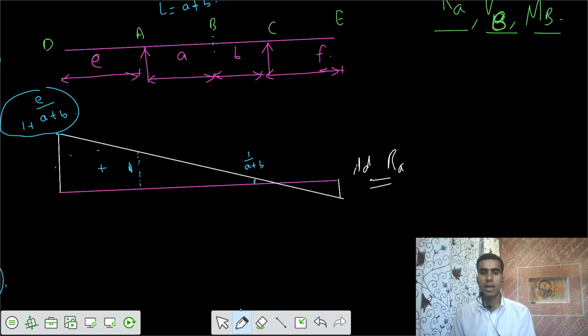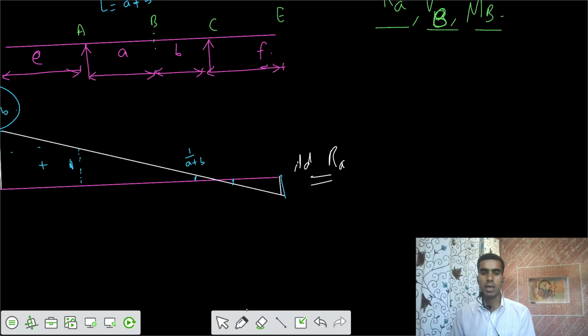After that, similarly, theta is the same. If theta is the same, we can write this value of F by A plus B. This is theta. We can write theta equals perpendicular by base, that is the perpendicular by base of F. So you can get P equals F by A plus B. So you got the reaction at A.